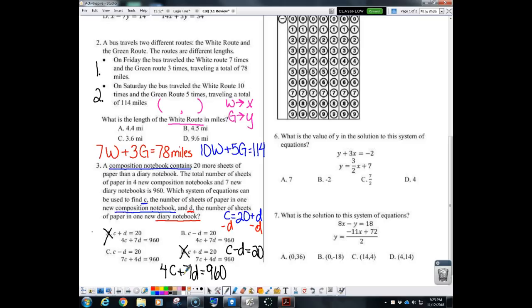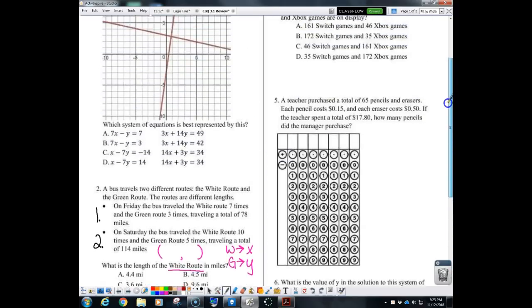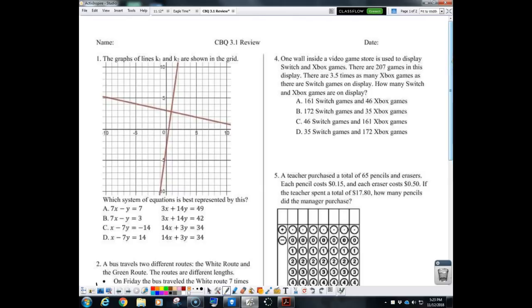Let's go on to number 4. Okay, so 1 wall inside a video game store is used to display Switch and Xbox games. There are 207 games in this display. There are 3.5 times as many Xbox games as there are Switch games on display. How many Switch and Xbox games are on display?